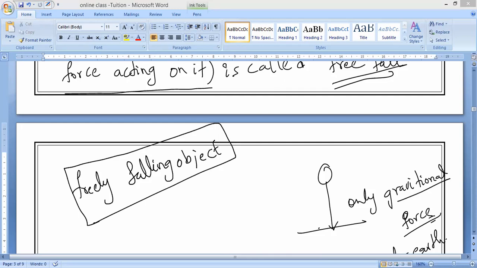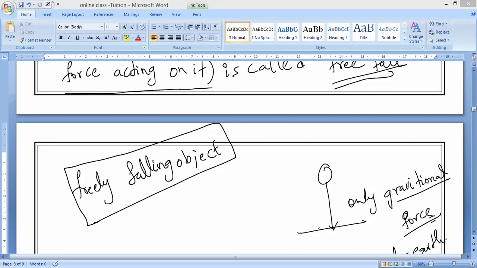So whenever a body falls towards the earth on its own, it is under what? It is under free fall. Whenever any body is falling towards the earth on its own, meaning no other force is acting, simply falling towards the earth, then we can say the body is under free fall. That object is called a freely falling object.